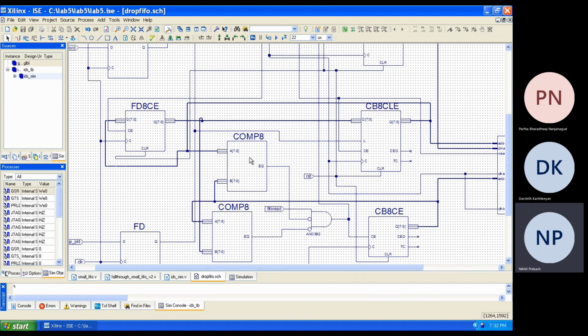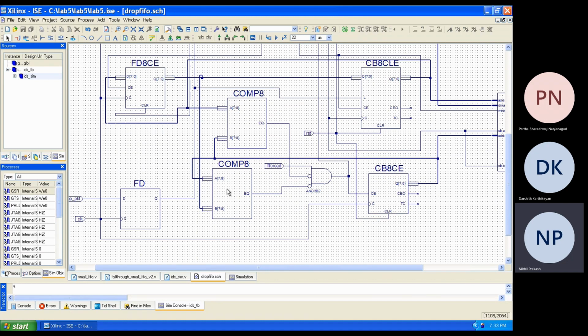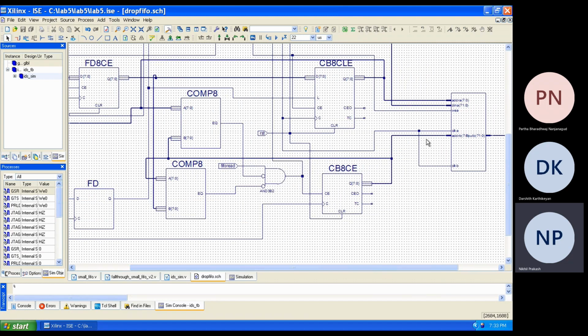The first comparator compares the read address with the first word, that is, the address of the first word, so we are comparing the read address and the address of the first byte. For the second comparator, we are comparing the read address with the current write address. Only when they are not true, we are allowing the read pointer to increment.